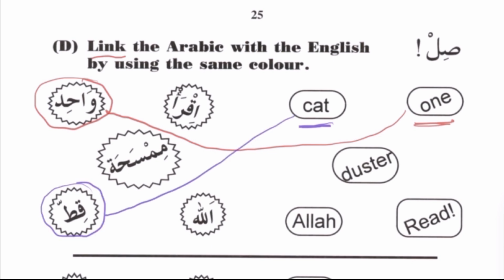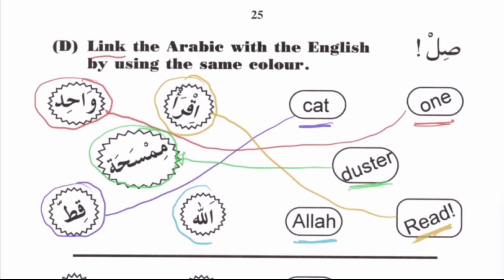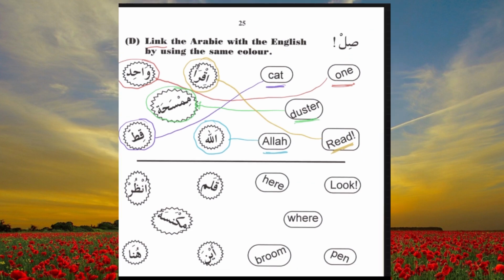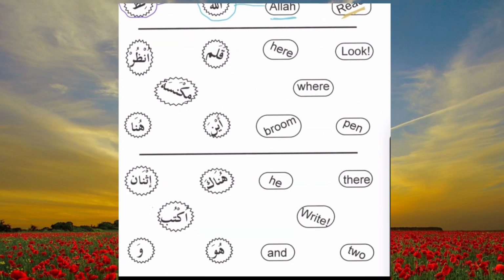Then we have duster or dust cloth, and in Arabic that is mimsaha. Then we have read, and of course that is ikra. And then finally we have the word Allah, and there is the word Allah, so we can link that. Right, so that is simply linking the English word with the Arabic. You can add some more color to it with your crayons if you like, but that would suffice.